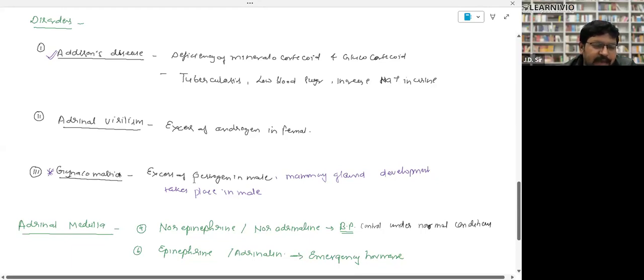Gynecomastia is an excess of estrogen in male. It causes increased formation, or increment, of the mammary gland in male. So the mammary gland increases. And in adrenal virilism, excess androgens in female develop male characteristics. So these are the three disorders. Please note down.